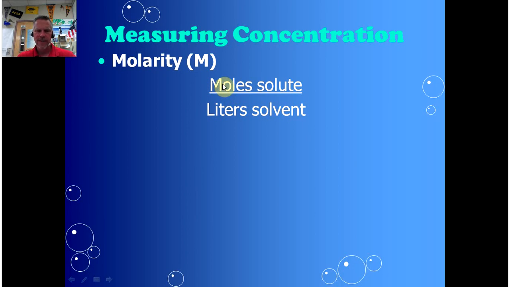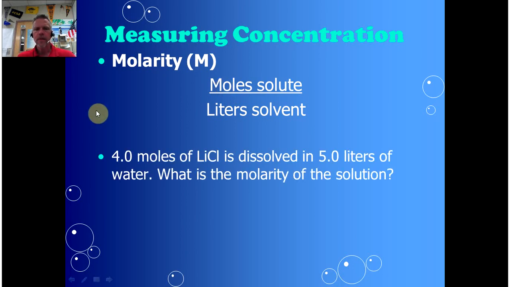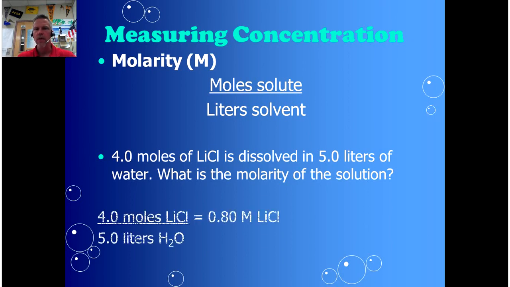All right, so let's see how that plays out. If you had a solution where there were 4 moles of lithium chloride dissolved in 5 liters of water, what is the molarity of the solution? Okay, how do we do that? Well, we take moles of solute over liters of solvent, and so you end up with 4.0 over 5.0, and the answer is 0.8. Here's the units, capital M, that stands for molarity. So 0.8 M lithium chloride.